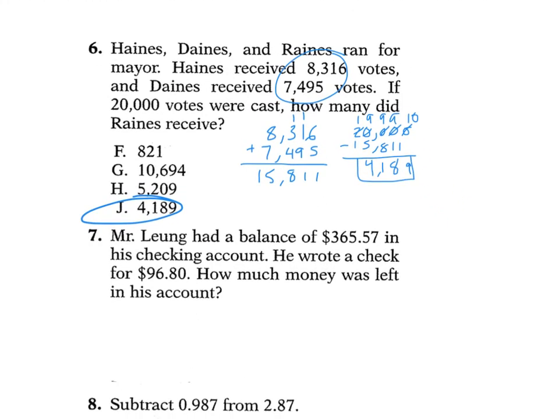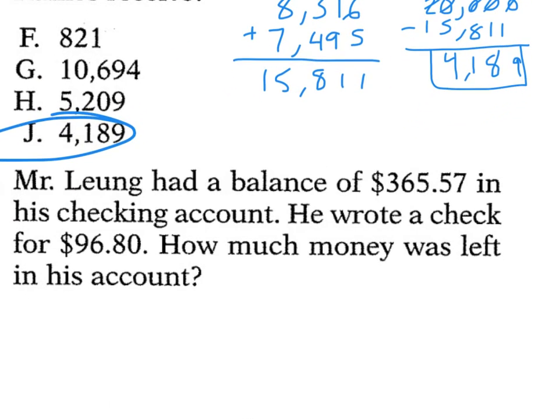Number 7. Mr. Lung had a balance of $365.57 in his checking account. He wrote a check for $96.80. How much money was left in his account? So to find the amount left, we need to subtract. So we have 365.57 minus 96.80.